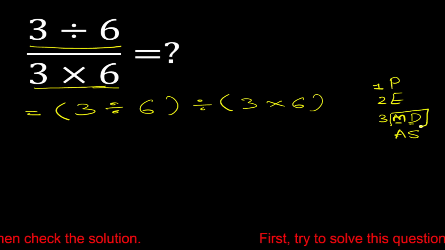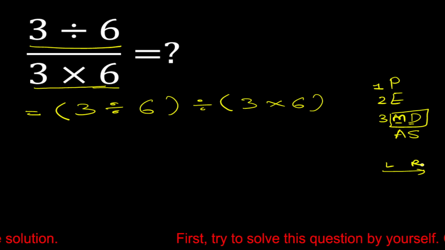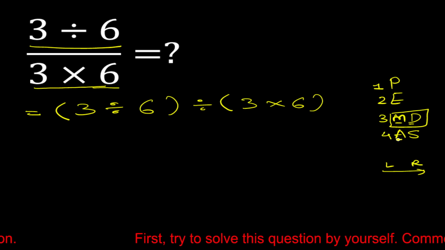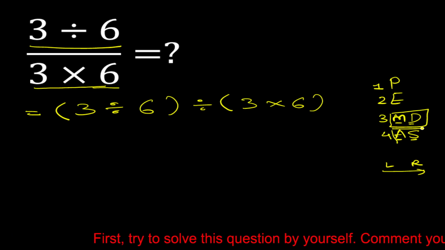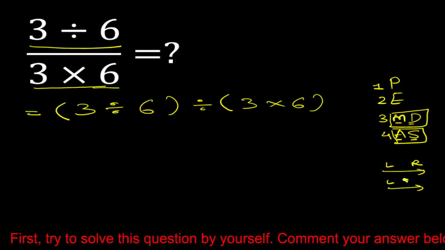Here multiplication and division both have equal priority, so we have to solve it from left to right. Then fourth and last priority is addition and subtraction. Also addition and subtraction both have equal priority, so we have to solve it from left to right.